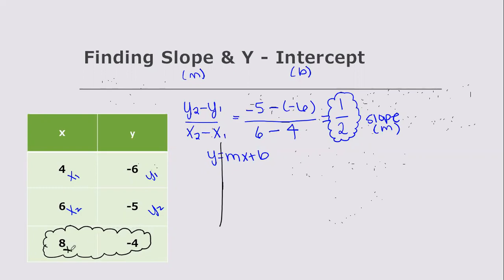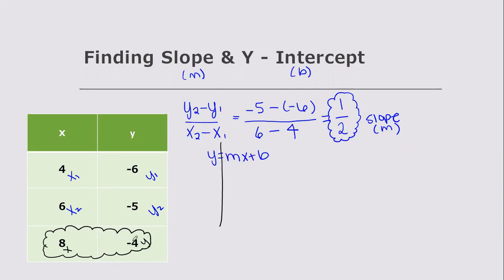This 8 is an x value. This -4 is a y value. And we're going to plug them into our equation. And we're going to plug in our slope, m. So once we have y, m, and x plugged in, we can solve for b. So I just chose this point. Again, you could have chosen any point, but I chose 8, -4.